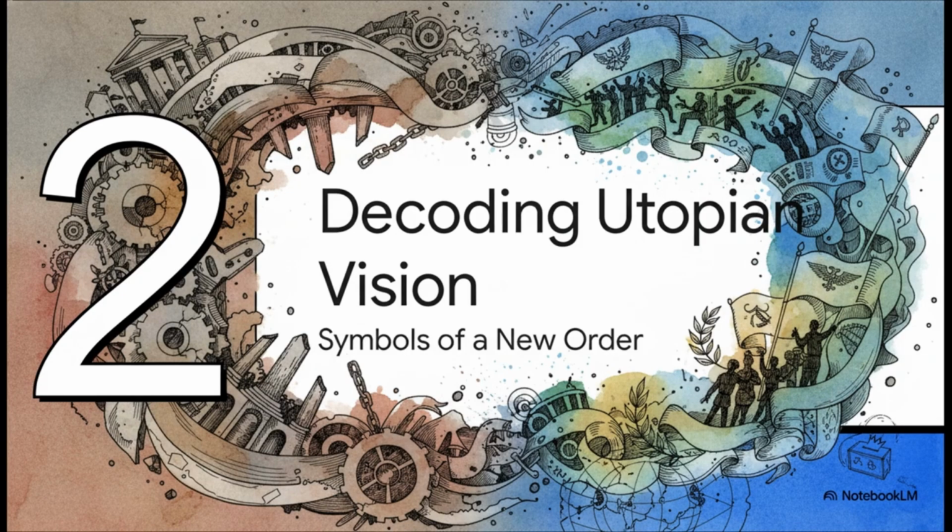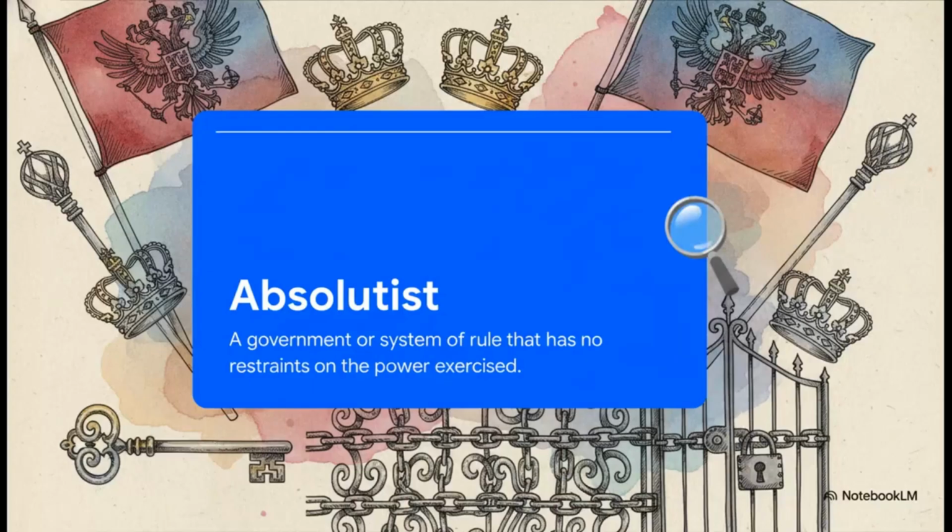Decoding the Utopian Vision, Symbols of a New Order. To really decode this masterpiece, we have to understand the opposing political forces it represents. You see, Sorrieu wasn't just painting a pretty picture here. He was making a radical political manifesto against the status quo. Let's define what the people in 1848 were actually rebelling against.